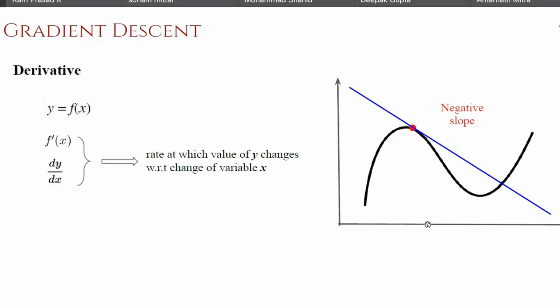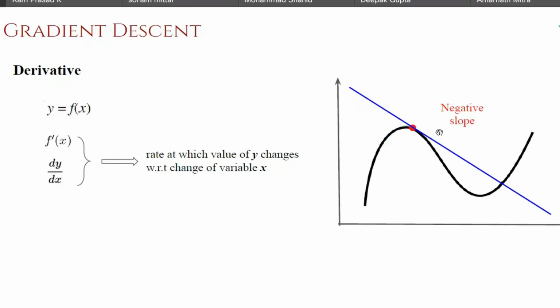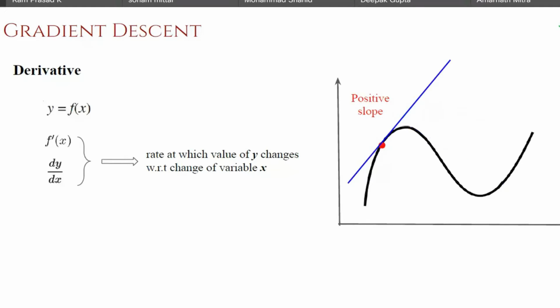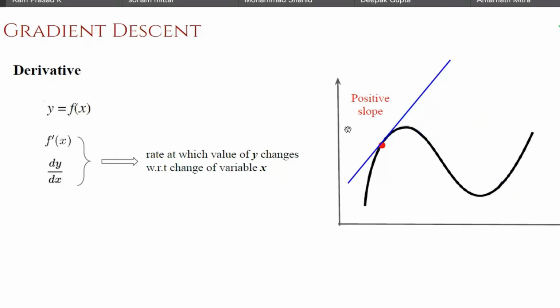If you increase x, y will decrease. If you decrease x, y will increase. That is what we should understand by negative slope. Equivalently, for positive slope, if you increase x, y will increase. If you decrease x, y will decrease. This is what we mean by positive slope. These two concepts are very important. In a negative slope, if you increase x, y will decrease. That is one important point to keep in mind, and it is easier to remember.